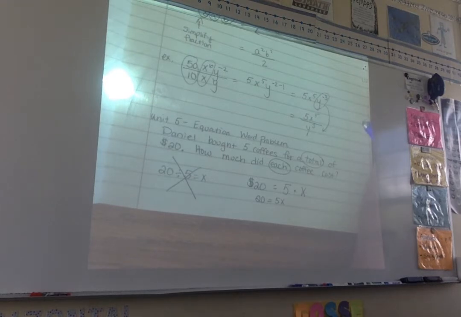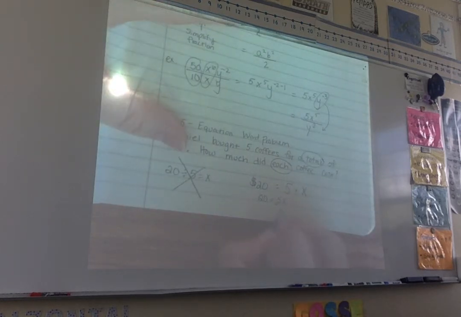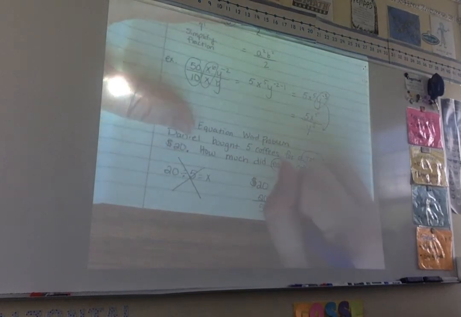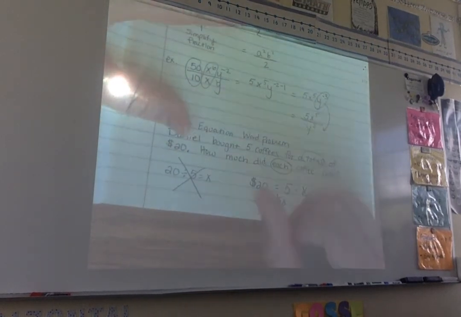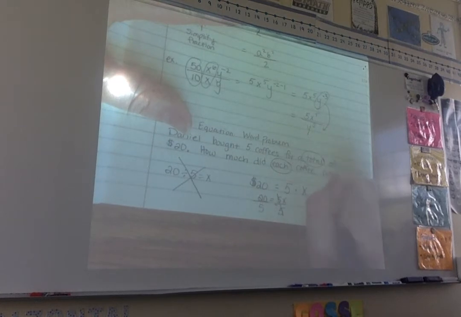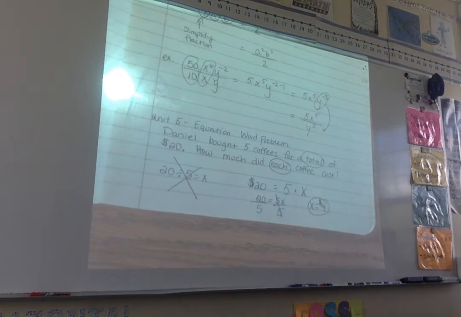Hey, Gavin. Morgan, what do you think? You divide by 5. Divide by 5 on both sides. Okay, so on the right side, 5 divided by 5 equals 1 whole. So now I get x equals $4. So that should be your answer.